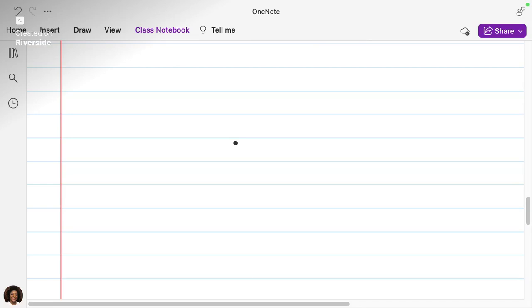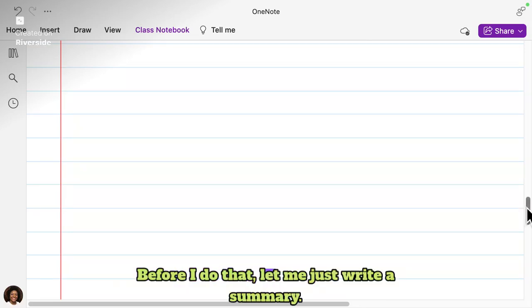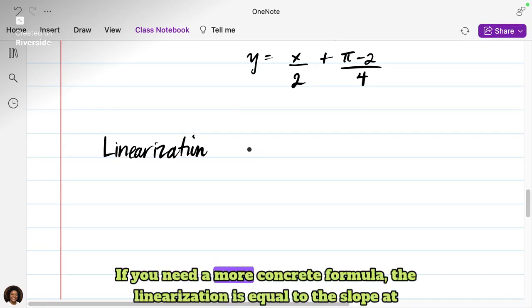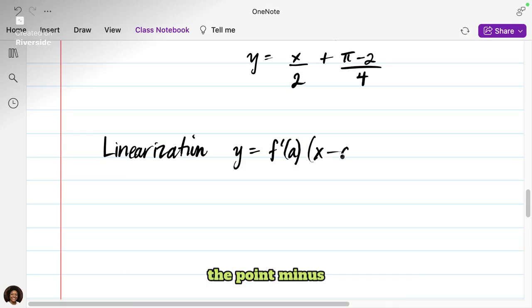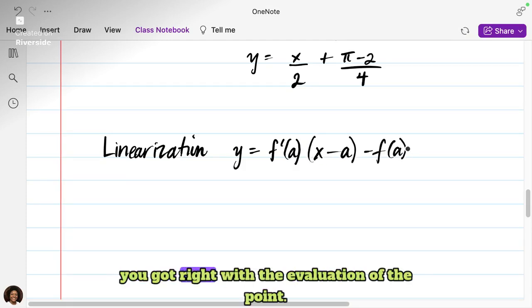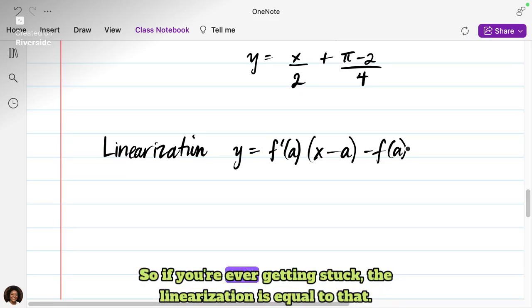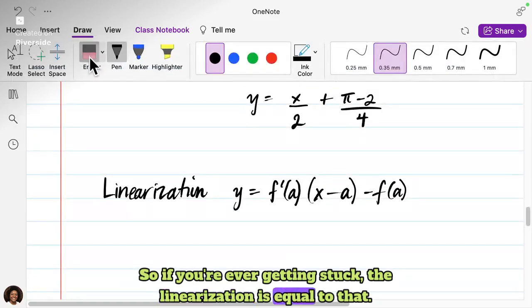Okay, so let's consider the following. Before I do that, let me just write a summary. Your linearization is just always going to be, if you need a more concrete formula, the linearization is equal to the slope at the point times x minus a, plus the evaluation of the point. This is just the point-slope formula, but it's written in derivative notation. So if you're ever getting stuck, the linearization is equal to that.